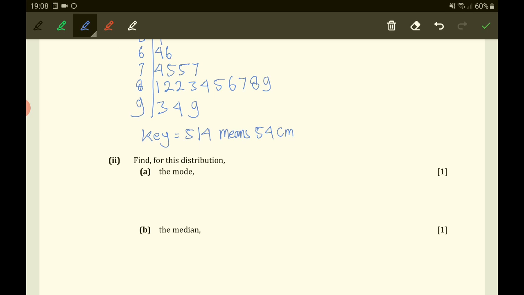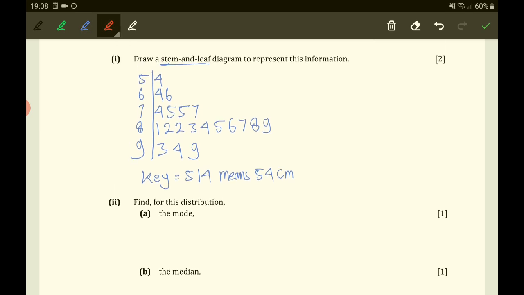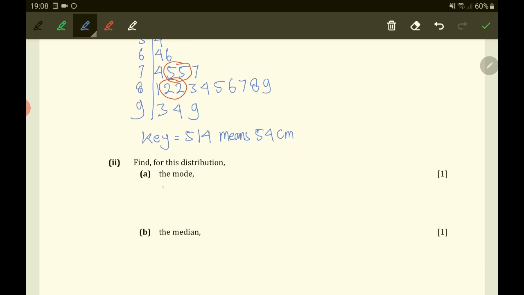And number 2, now find for this distribution the mode. The mode is the most frequent data that appears, the most common data. So in this case, we have two 5s and two 2s. This 5 5 represents 75. So the mode is 75 and also 82. So there are 2 modes. It's possible to have more than 1 mode, so don't worry about that.